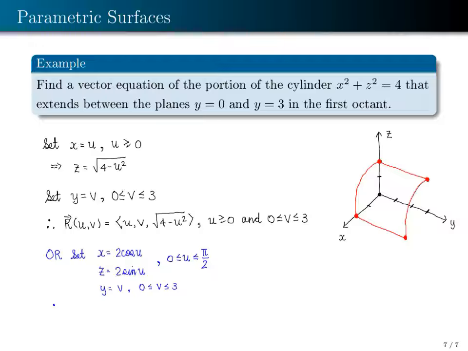Therefore, another vector equation of the portion of the cylinder is s of uv equals 2 cosine of u, v, 2 sine of u, where u is in the closed interval 0 to pi over 2, and v is in the closed interval 0 to 3.